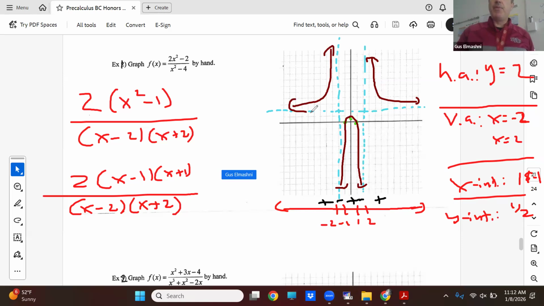Because I expect the graph to follow the asymptotic behavior. Why even have the asymptotes in the first place? I expect that to happen. And there's a graph. How do you know that the other side of the asymptote is going to go off like that, up and down? Yeah. My sign chart.